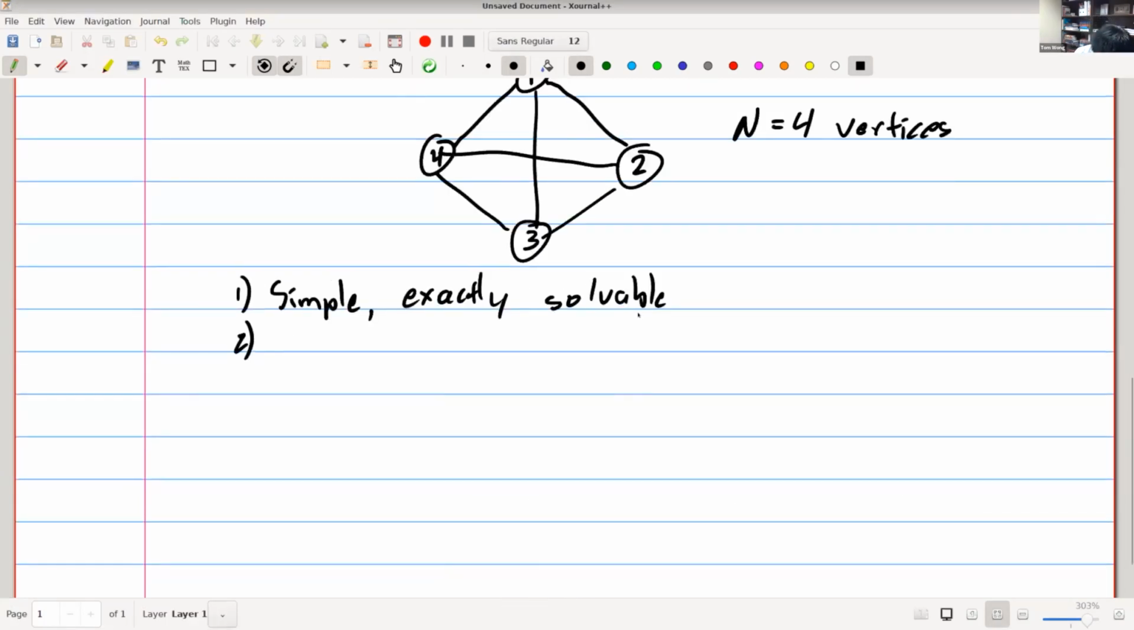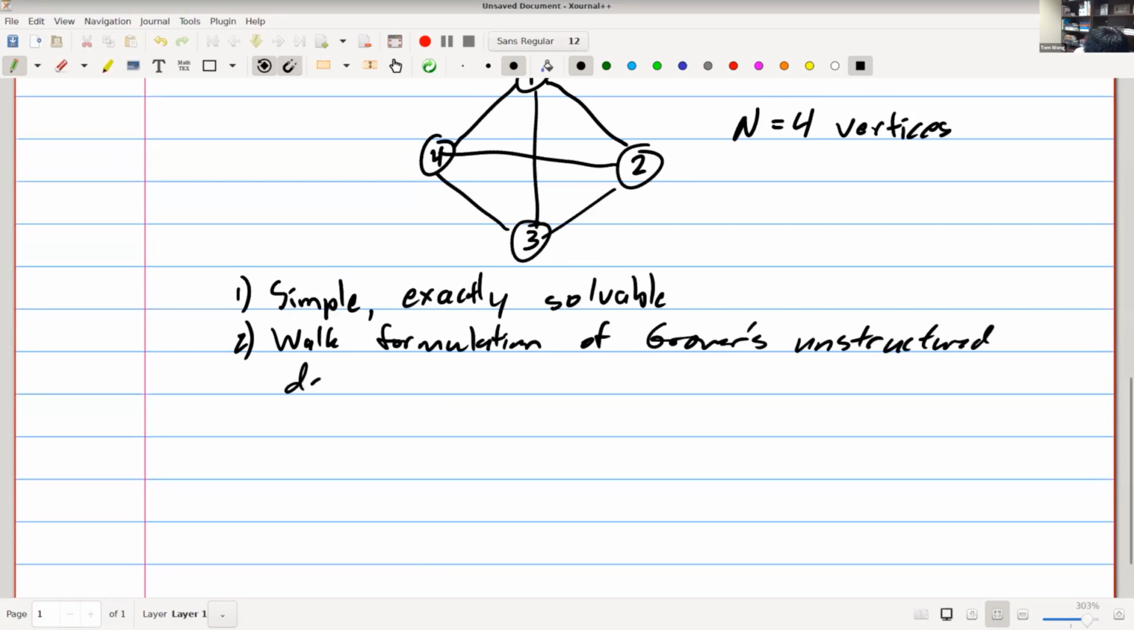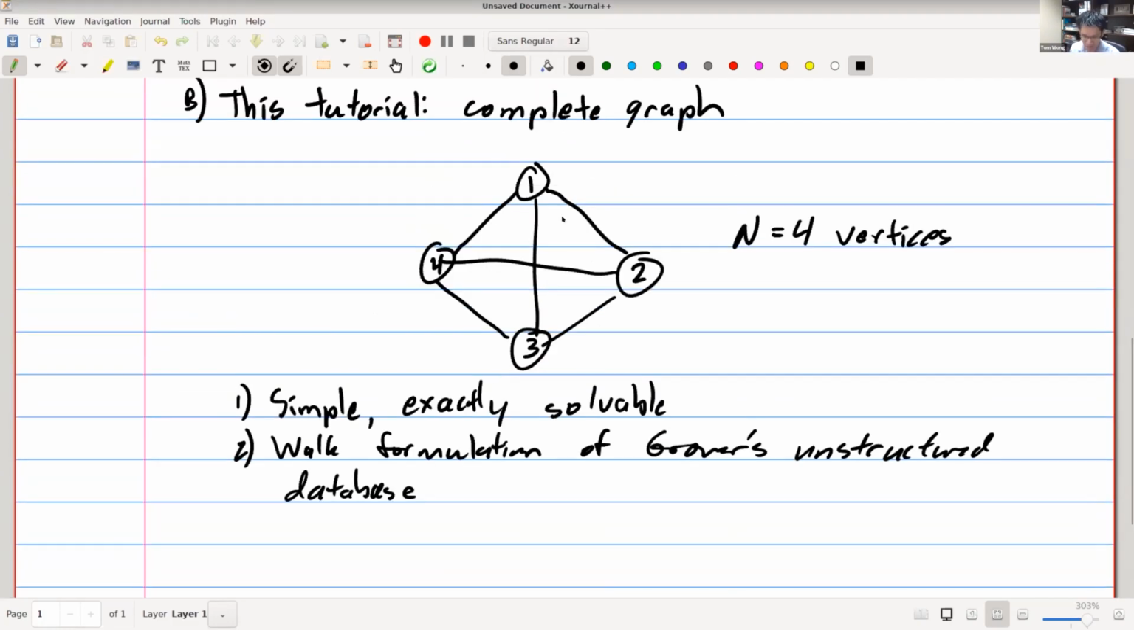All right, so this is the walk formulation of Grover's unstructured or unordered database. And so if you are familiar with Grover's algorithm, that's actually going to reveal to you what the runtime will be. So a classical random walk, as we'll see, will search this in order n, where n is the number of vertices, whereas a quantum walk will search this in order square root of n, which is the same as Grover's algorithm. So we get that quadratic speed up.